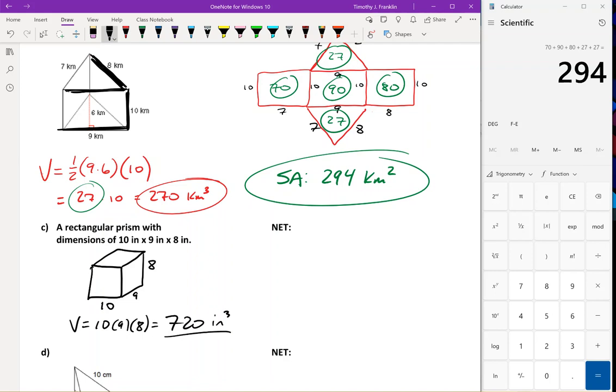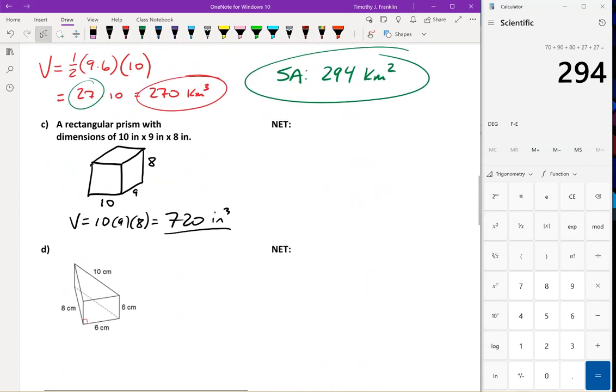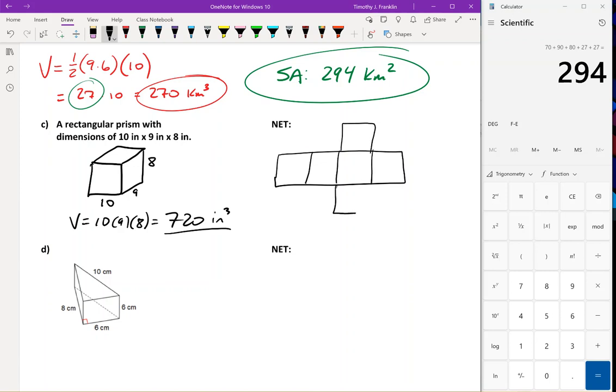Now to draw the net, any rectangular prism is going to use this kind of same shape right here, these 6 sides. So we can try to draw that really simply. Kind of like this. Now we just have to make sure we get the measurements put on there correctly. So we have one, you can think of this as the bottom, this 10 by 9 here, and then we have some 10 by 8s.